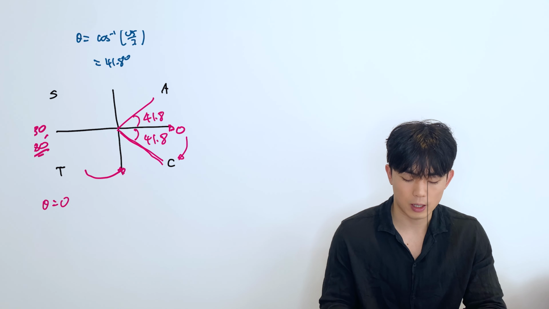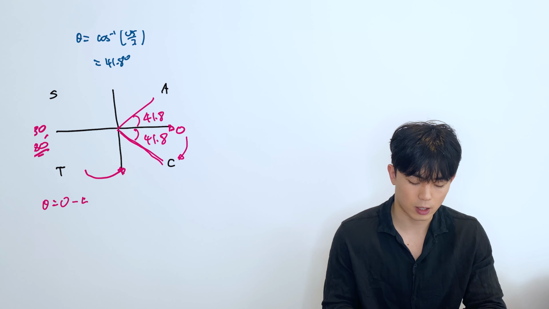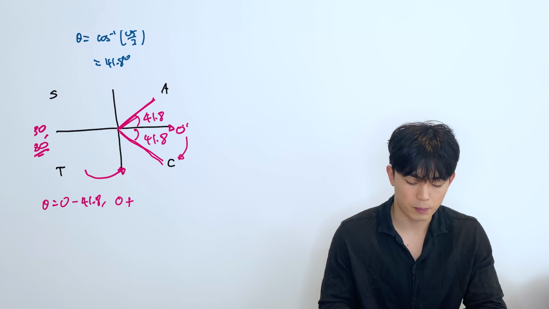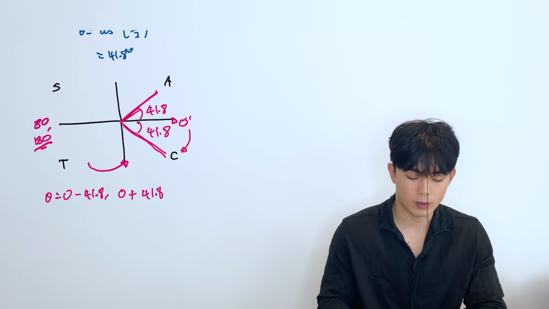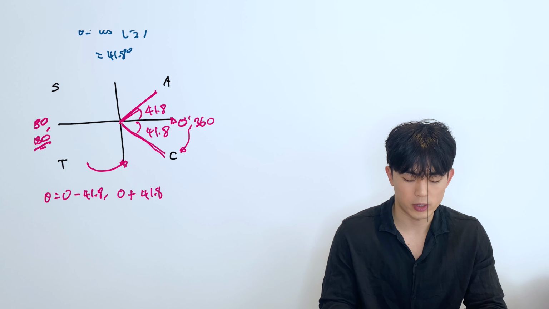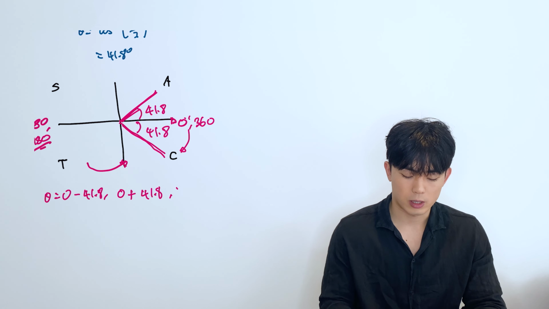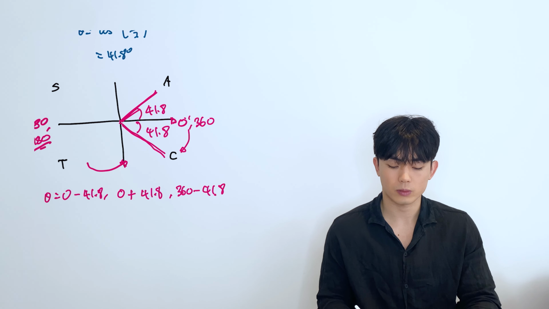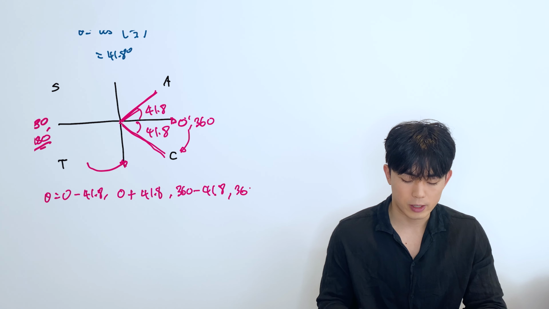We're going to go in a clockwise direction, so you're going to be subtracting 41.8 degrees. The next one is this line here, so once again 0. But now we're going anti-clockwise, so we'll be adding 41.8. And if we rotate again, if we go one full cycle, this now becomes 360 degrees as well. And we therefore have to do 360 minus 41.8 because that's another solution. You could say, oh, 360 plus 41.8 as well, so you can keep going, right?